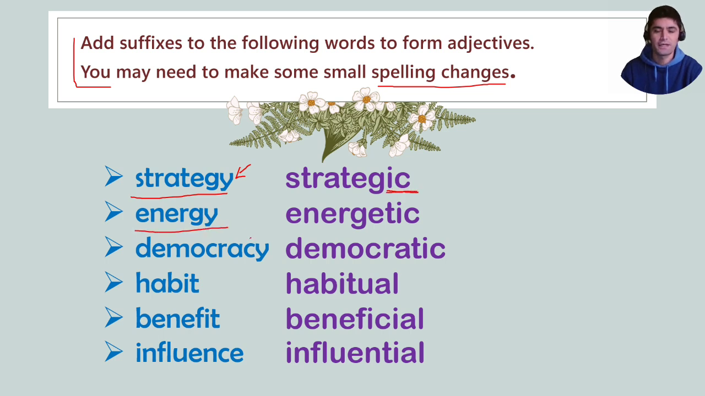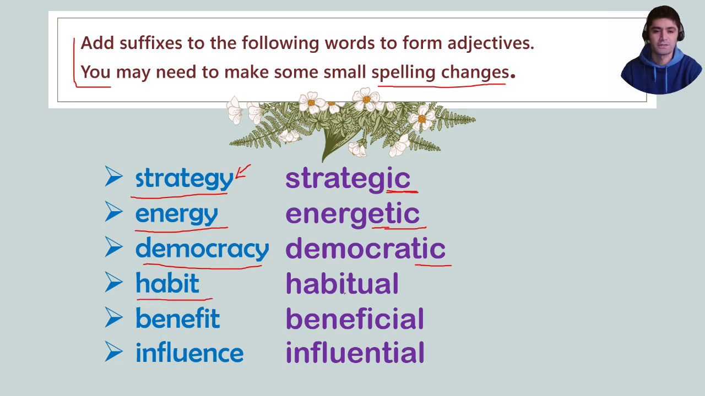Next word is energy. Energy is a noun, and there's also a spelling change there. Here we have the suffix, and the word is energetic. Energetic is an adjective. Next word is democracy. The suffix we added here is this, and it became democratic. Democratic is also an adjective.